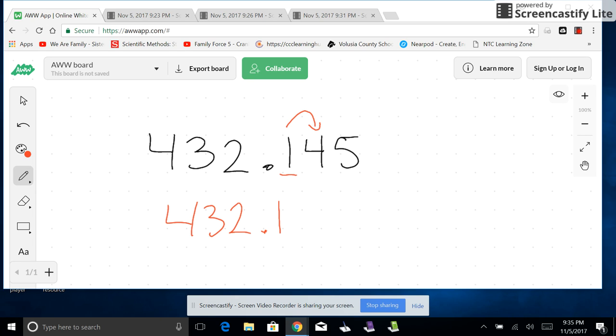Now, everything that's behind the underlined number becomes zeros. So we just fill in our zeros there. So that is how we would round it to the nearest tenths.